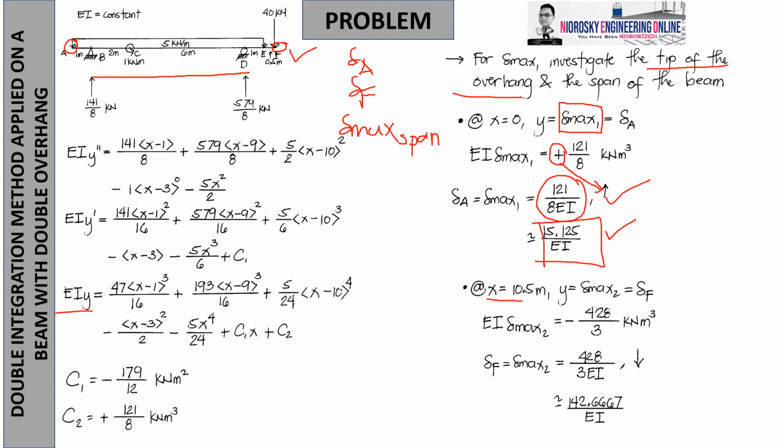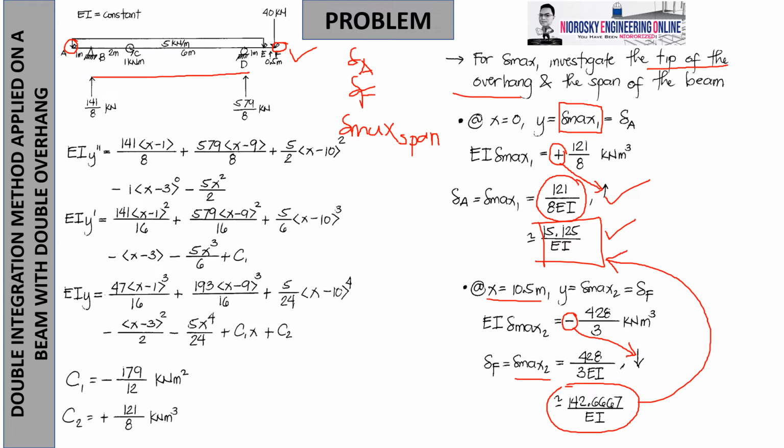So at x is 10.5, okay? All of these terms will activate because all of them give a positive value inside the parentheses. Upon application at x is 10.5, you will get negative 428 over 3, which is a direction of going down for deflection. So delta F, our delta max 2 for the meantime, is 428 over 3 EI, or in decimal form, 142.667. Now, you notice that delta max 2 is more than delta max 1.